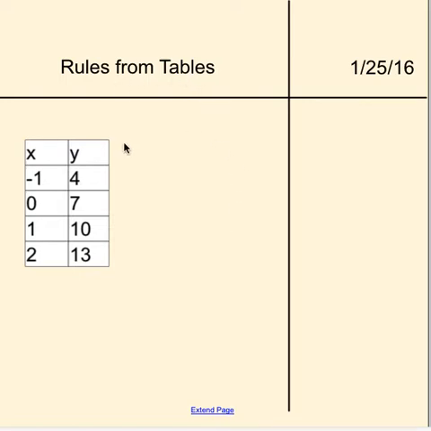So a couple of people have emailed and asked for more clarity on finding rules from tables. So I'm going to show you a couple of examples here to try to make that a little bit more clear. This first example will identify the steps, and then we'll go into a more tricky example for the second one. So the first thing that you want to do when you're looking at finding a rule from the table is see if you can find the starting value.